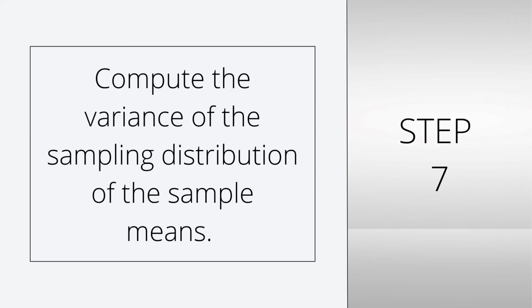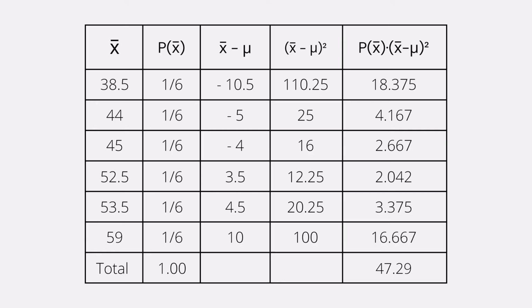Compute the variance of the sampling distribution of the sample means. So here we have a table with 5 columns. The first column contains the sample means. The second column contains the corresponding probability. The third column contains the difference between the population mean and the sample mean. The fourth column contains the square difference. The fifth column contains the product between the corresponding probability and the results in the fourth column.